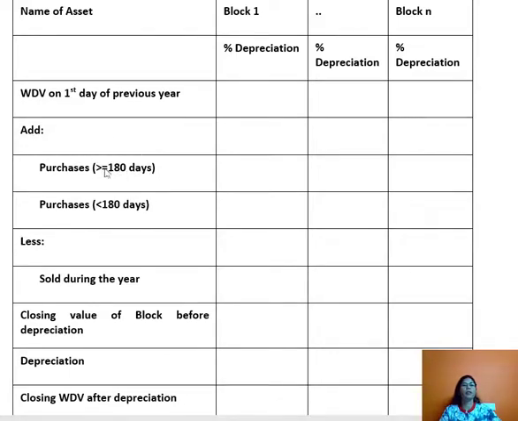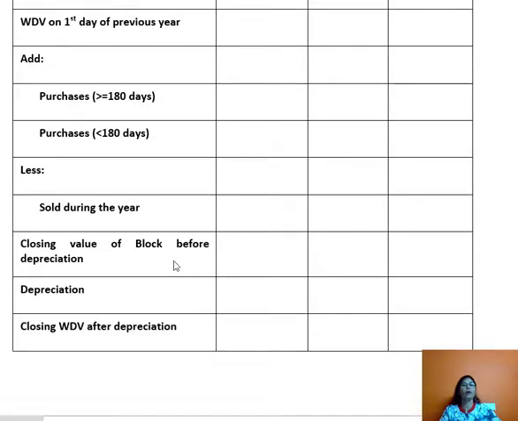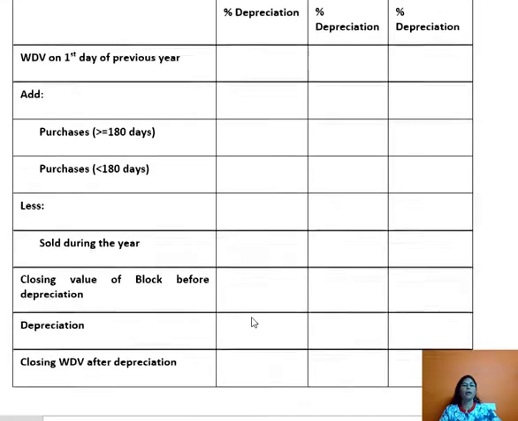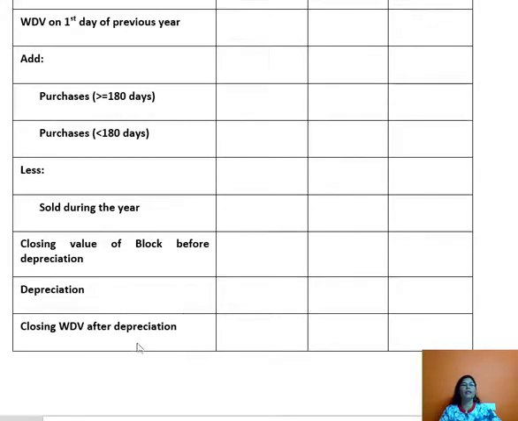Again we divide the purchases into assets which are used for more than 180 days and less than 180 days, less the assets sold during the year. On the closing value of the block of asset we charge the depreciation as per the rate prescribed, and then we get the written down value of the asset.